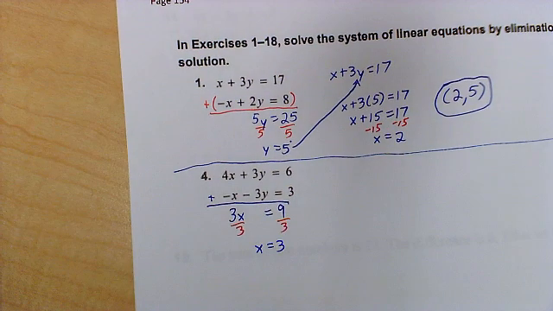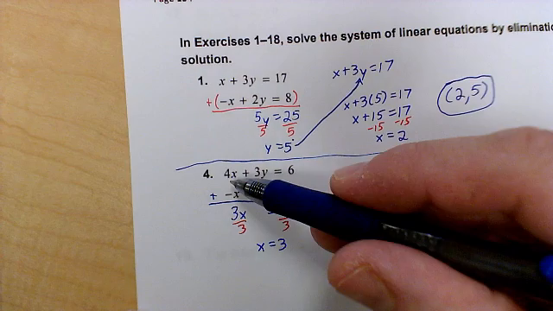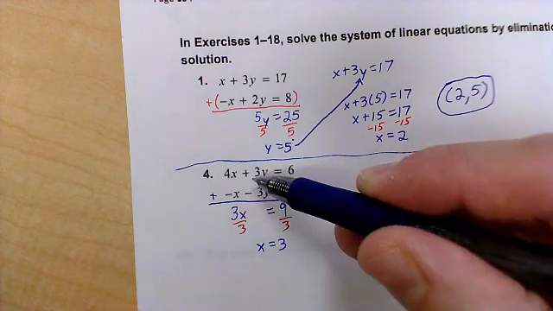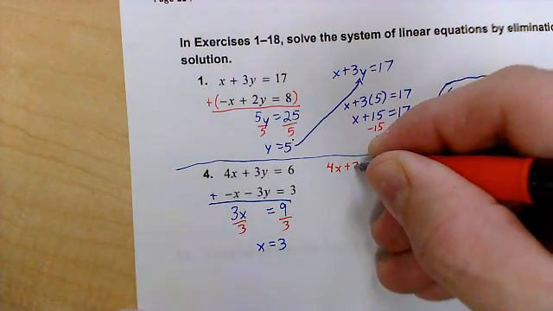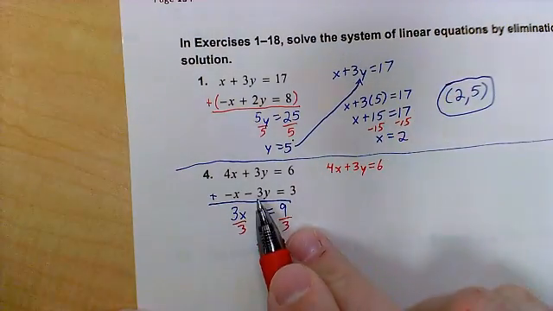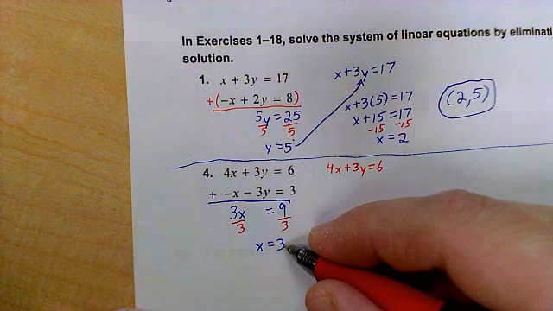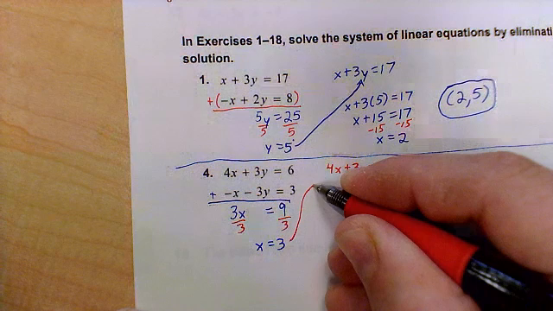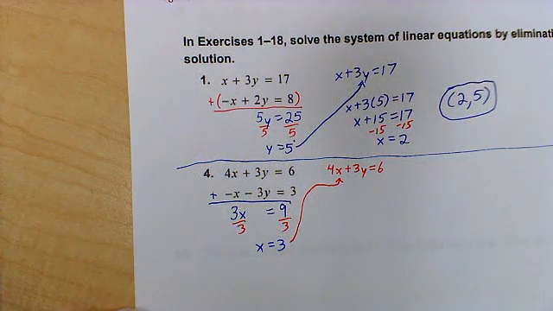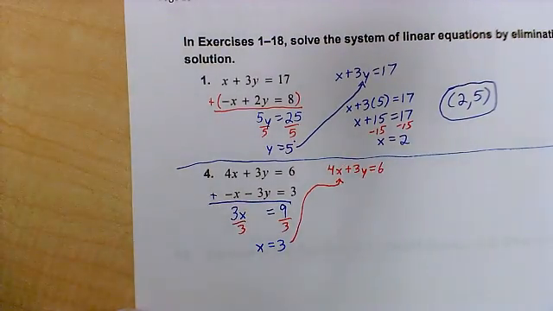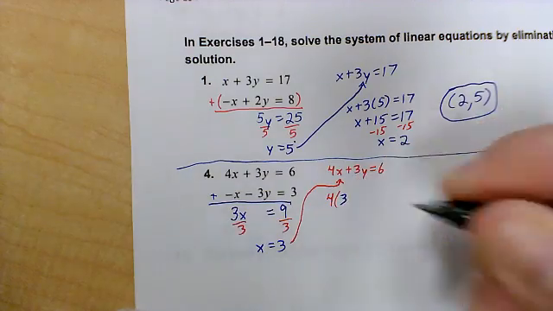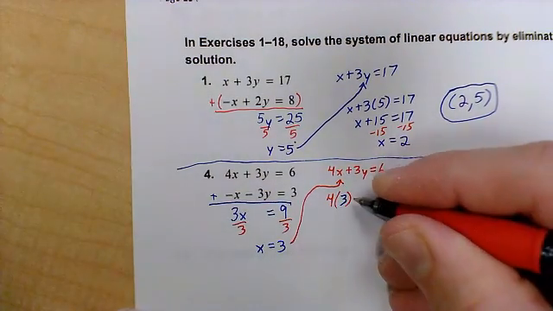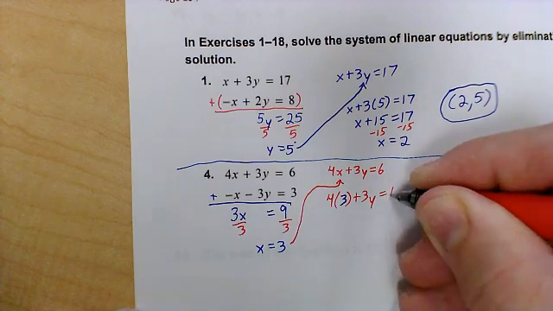Now that I've got that, I'm going to go back, use either of the previous equations to figure out what y is. I'm going to personally use this first equation, the 4x plus 3y equals 6. You could have used the second one if you'd like to. Now I'm going to take the 3 and I'm going to substitute it in. So it's going to be 4 times 3 for x that we found previously, plus 3y equals 6.